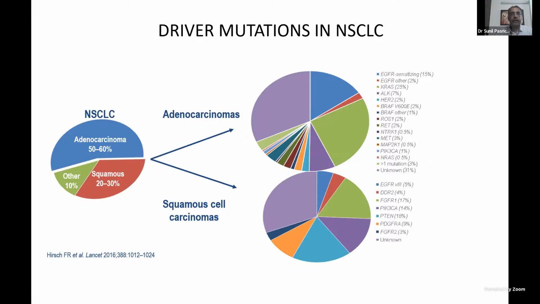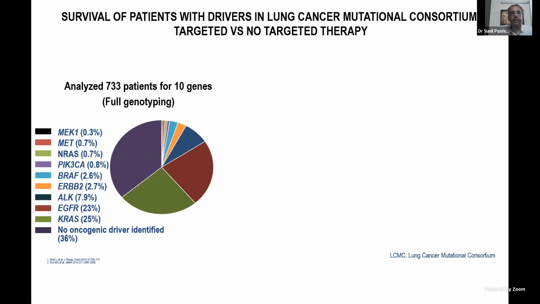We know that 90% of lung cancers are non-small cell lung cancer, and the role of the pathologist in the present era is not only to diagnose a lung cancer, but also to find out the predictive biomarker so that the patient can be put on targeted therapy. And why is it important? Because this was the survival of patients with drivers in the Lung Cancer Mutation Consortium, where a total of 733 patients were analyzed for 10 genes. In 64% there were identified mutations, while in 36% no driver was identified.